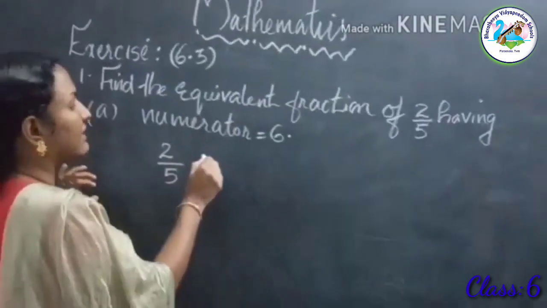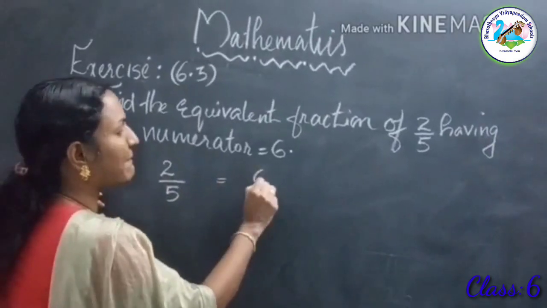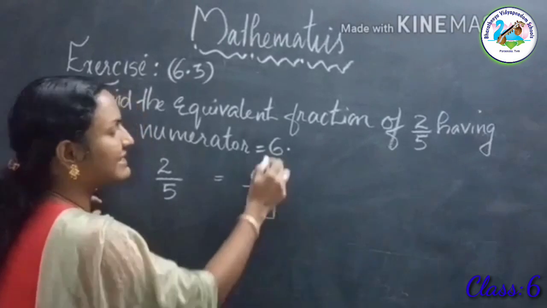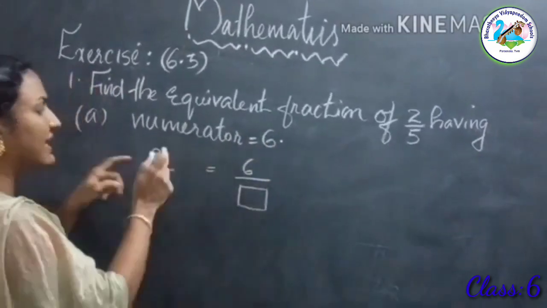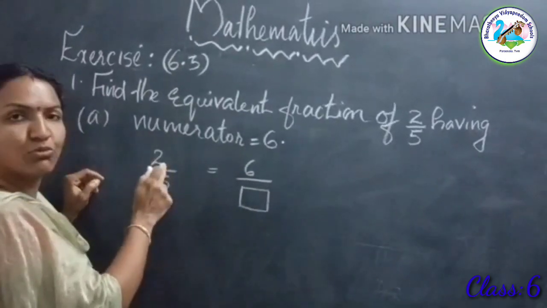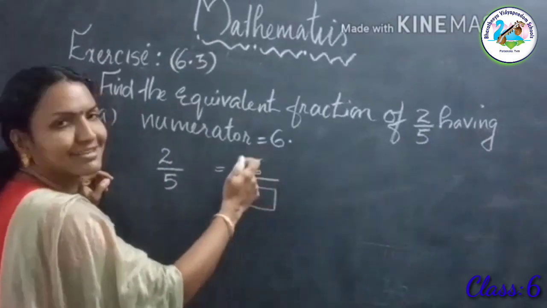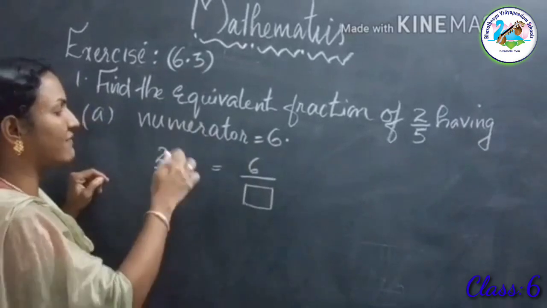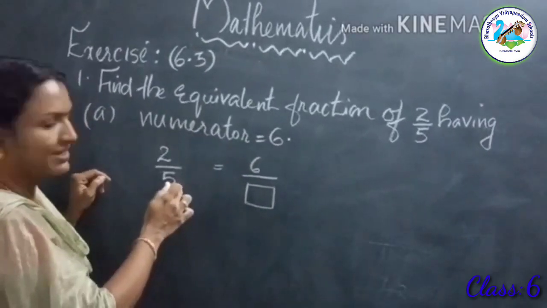So the required fraction is of the form 6 by something. Here the numerator is 2, so multiplying 2 by 3, we get the numerator 6. So multiplying throughout the fraction, the numerator and denominator, by 3.